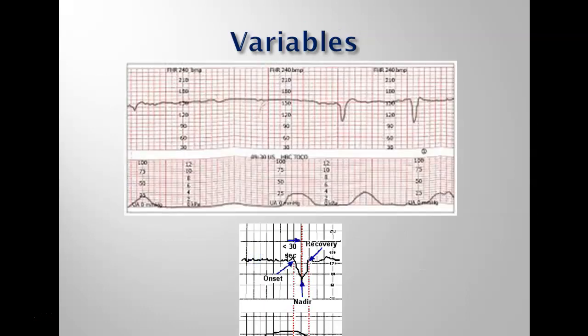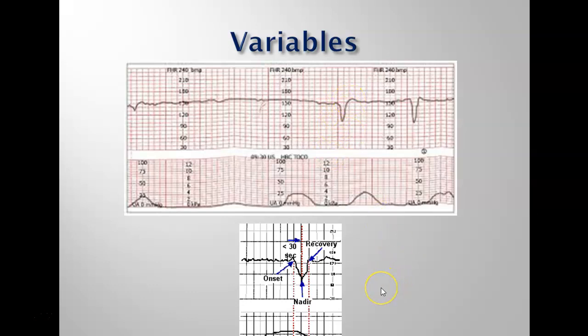This is an example of a variable. So notice that this is the fetal heart rate baseline. The heart rate drops and then returns to baseline rather quickly. So not only do variables have a significant V, or what we call a W shape to them, like a quick down and quick up, they have a very short nadir, which is the lowest point of the drop of the heart rate, should last less than 10 seconds. It's a quick drop with a quick return.